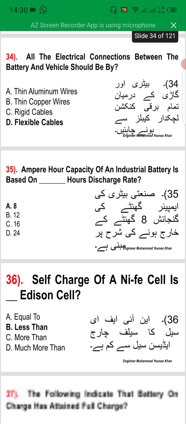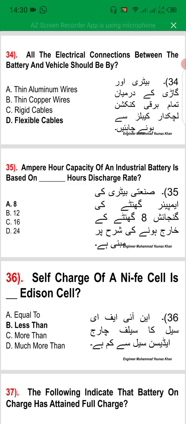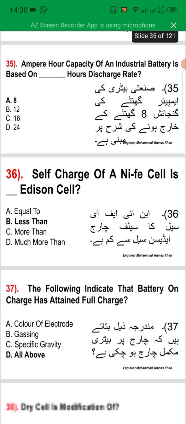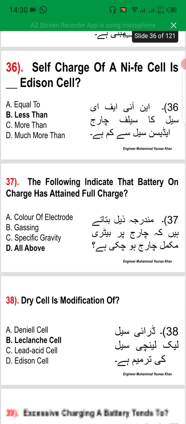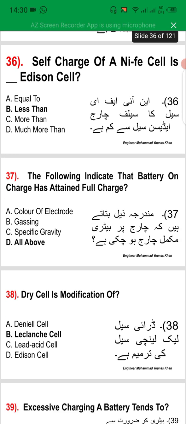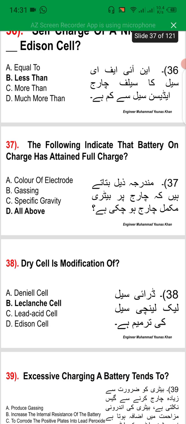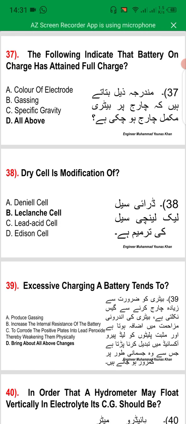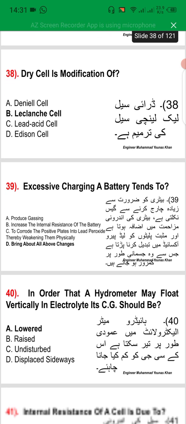All the electrical connections between the battery and vehicle should be by flexible cables. Ampere hour capacity of an industrial battery is based on 8 hours discharge rate. Self discharge of a nickel iron cell, the Edison cell, is less than that of a lead acid cell. The following indicate that a battery on charge has attained full charge: color of electrode, gassing, specific gravity, all above.